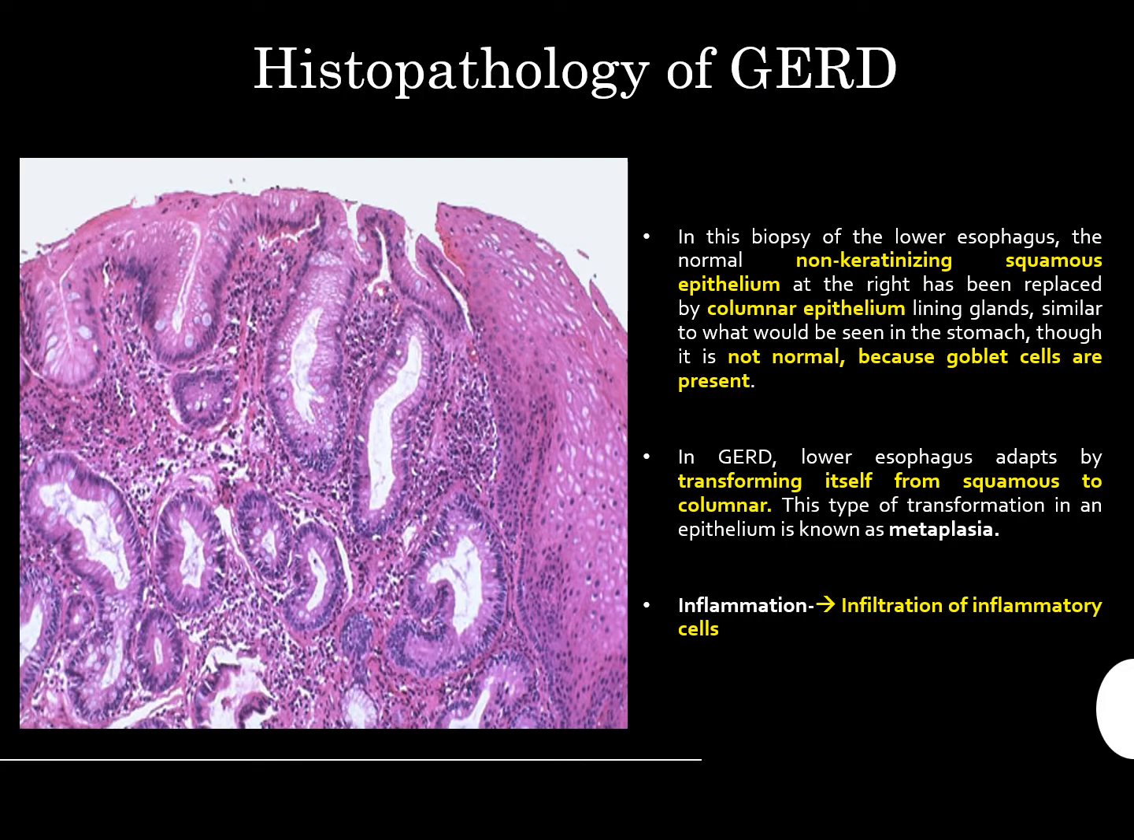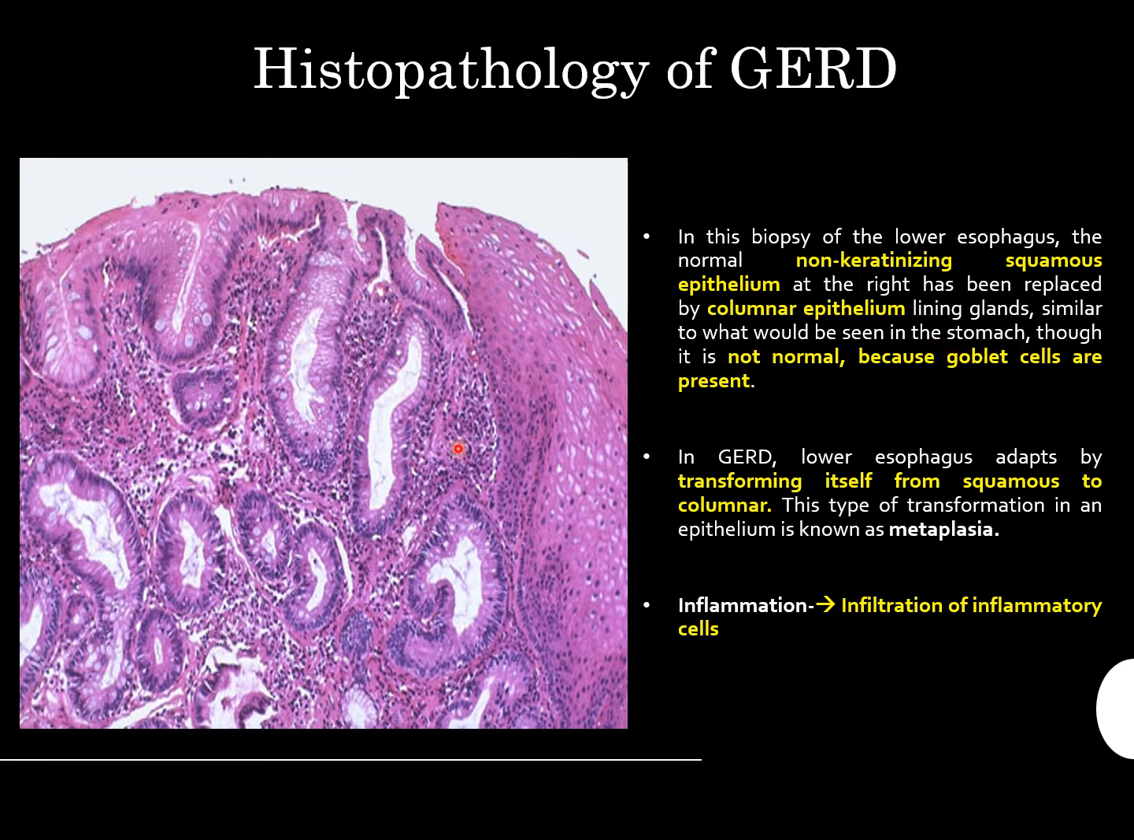Histopathology of GERD. In this H&E biopsy of the lower esophagus, the normal non-keratinizing squamous epithelium at the right has been replaced. What is normal in the esophagus has been replaced by columnar epithelium lining glands, similar to what would be seen in the stomach. It is not normal, because columnar cells are present like this.